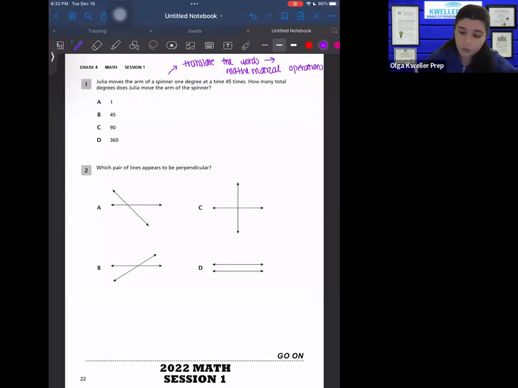So it's 1 degree at a time, but she does it 45 times. So 1 degree times 45. So I teach students, well, 1 degree at a time, one time is just 1 degree. 1 degree at a time, 2 times is 2 degrees. 3 times is 3 degrees. And you realize that the pattern is you have to multiply by the number of times. And that will give you your answer, which is just 45.